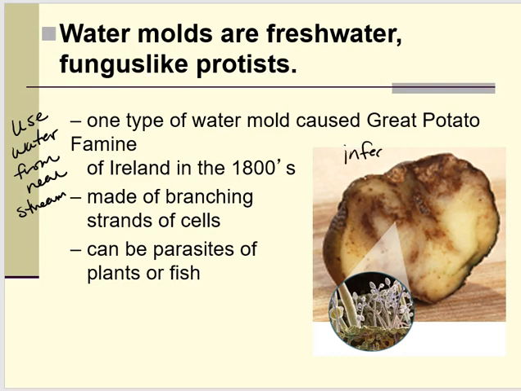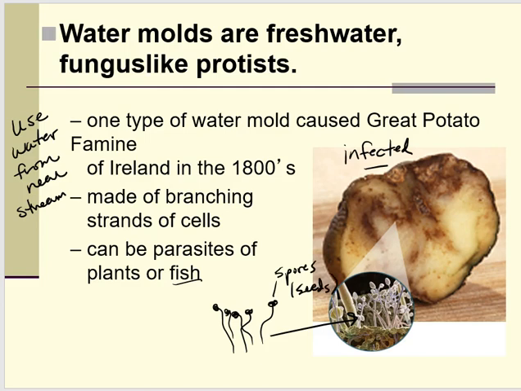Made of branching strands of cells. This is what the potatoes look like when they pulled them up. This is a microscopic view of it. Looks like a bunch of just filaments, right? A bunch of hairs, but it's actually a water mold. Okay. They can also kill fish. They will get inside the fish and they start growing inside the fish and kill the fish. Questions about protists?